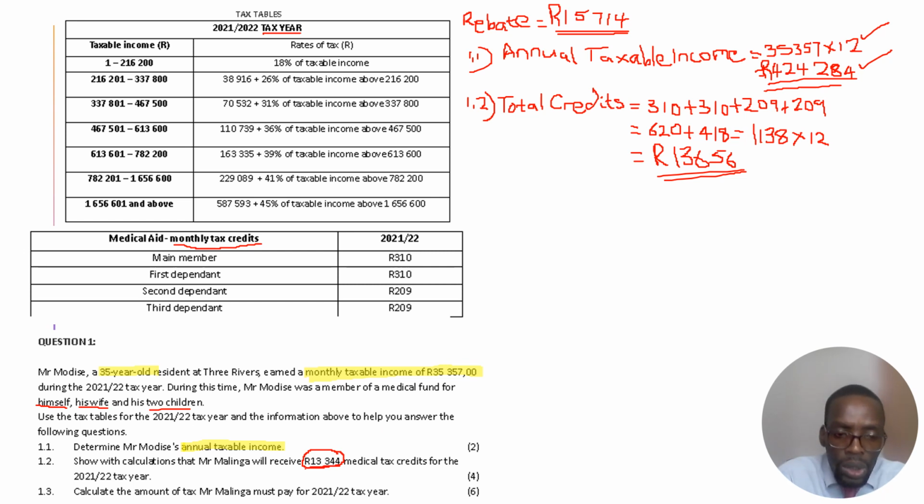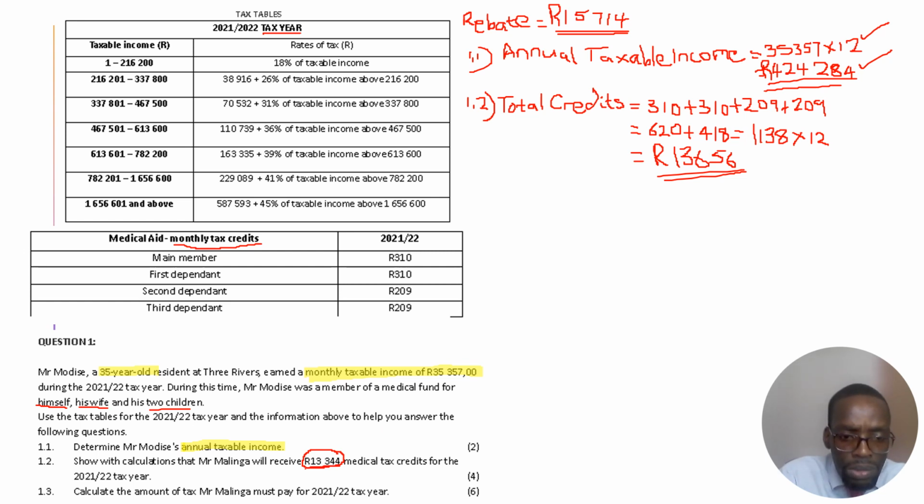So please note, learners, if you got 13,656, then it means you were on the right track. You need to clap hands for yourself. Well done. Okay, so that's our tax credits there. Then we go to the next part of the question.